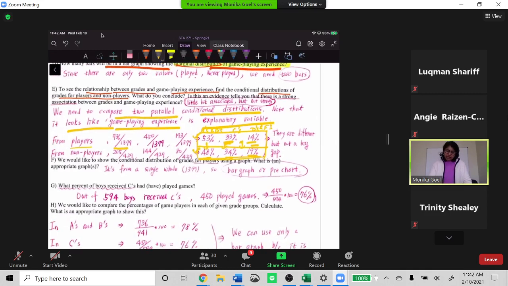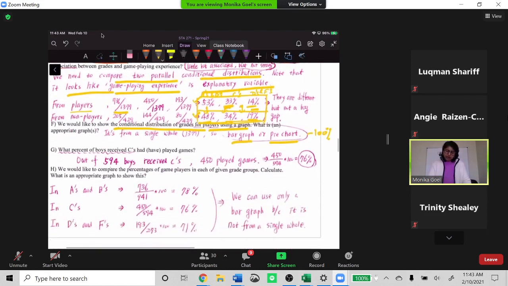And here again, it says that we would like to show the conditional distribution of grades for players using a graph. We mentioned that we are talking about a categorical variable. You can display a categorical variable using either a bar graph or a pie chart. For a pie chart, the sum should add up to one whole, or 100%. Otherwise, you can use a bar chart.